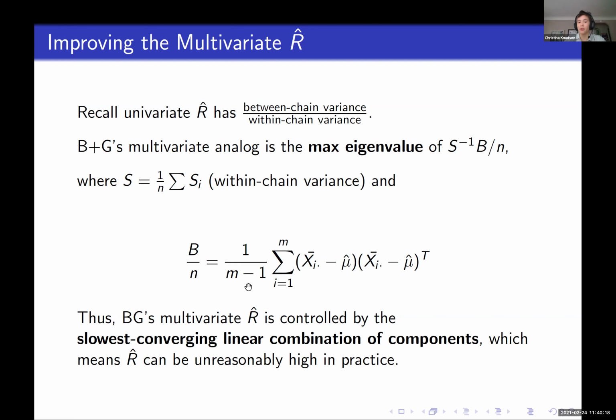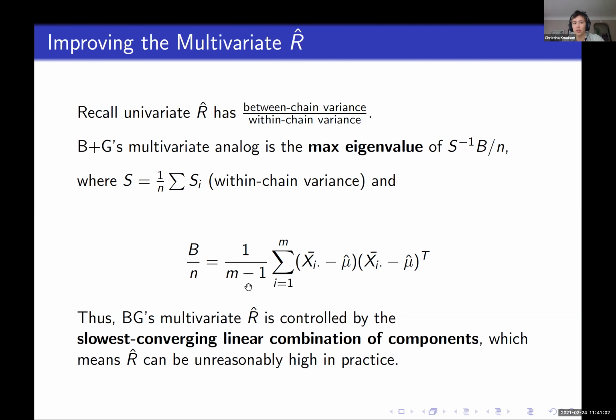Especially if you have a large number of components, we can just imagine finding a linear combination that's in the worst direction, the slowest converging direction, which will just make R hat unreasonably high. And so that's, I think, why lots of times in practice you don't really see people using the multivariate R hat, just because it's so ridiculously slow to converge. So even with this threshold that people have been using of 1.1, people don't really use a multivariate R hat, especially in the high dimensional setting, because it's going to be so ridiculous, requiring you to sample for so long in order to hit convergence.